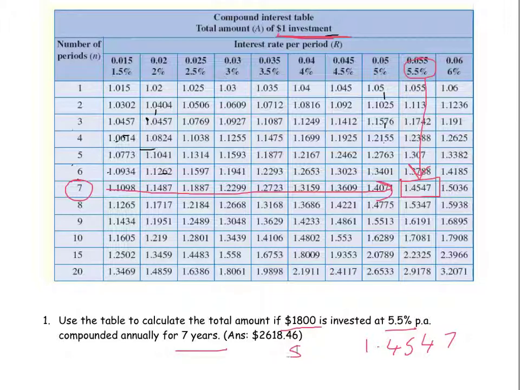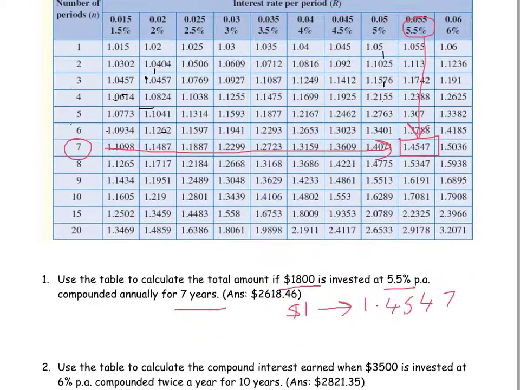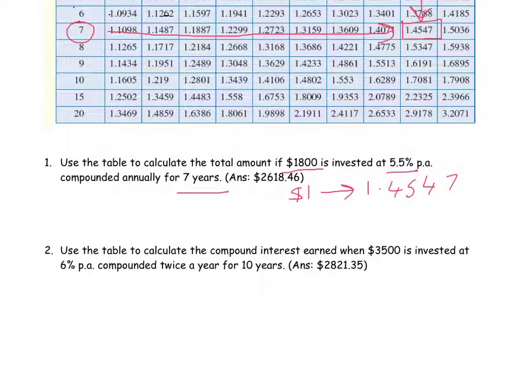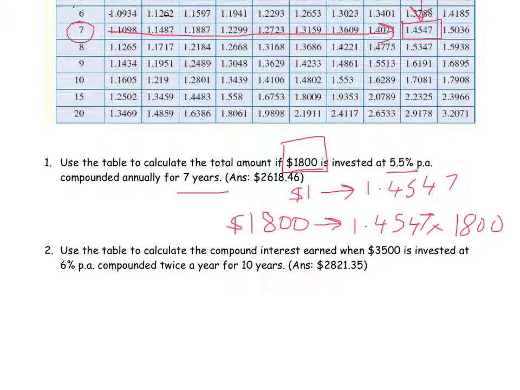Right, now that's what $1 will grow to. So $1 will grow to this amount over a 7-year period at 5.5%. Okay. Now, how can we actually work out how much $1,800 will grow to? Well, all we do is, 1,800 will simply be 1.4547 times by 1,800.